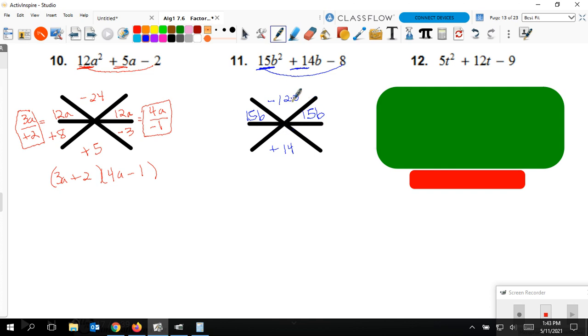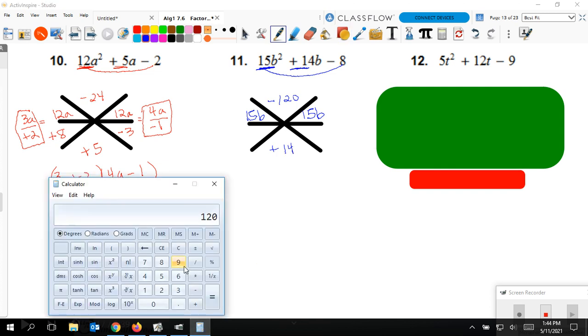What two numbers multiply to give us 120 that will subtract to give us 14? All right, so obviously 15 and 8, will they subtract to give us 14? No, they won't. That'll be much less. We could try something else, maybe 12 and 10. They're not going to subtract to give us 14. So let's go to our calculator and look at some other numbers that would be closer to give us a subtraction of 14.